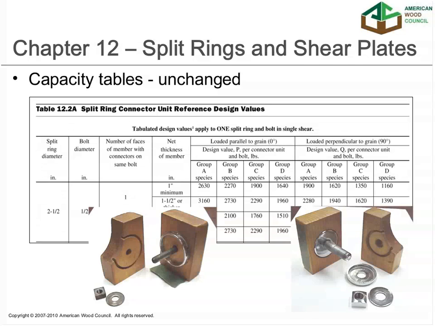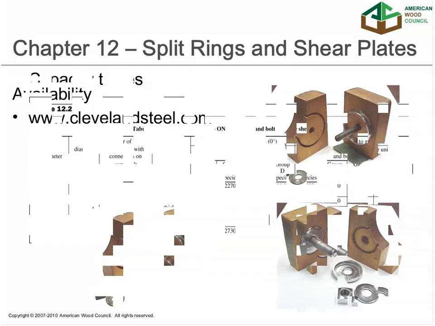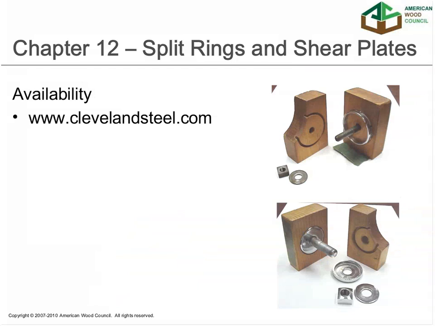Okay, we're coming down the home stretch here. Looks like we're going to finish with plenty of time for questions. Chapter 12 covers split rings and shear plates, and there's almost no change from the beginning of the NDS when these were first incorporated. As I mentioned, this is probably one of the only places that the design process exists for split rings and shear plates in the U.S. The question we often get asked is, where do I even get those products? The only company that we're aware of at this point that still sells those products is Cleveland Steel, and there's a website where you can go if you're interested in those products.